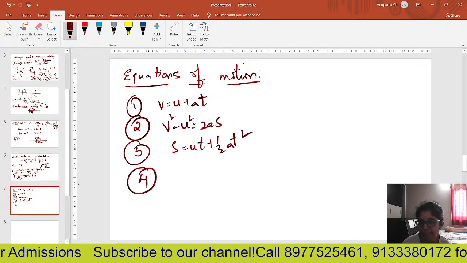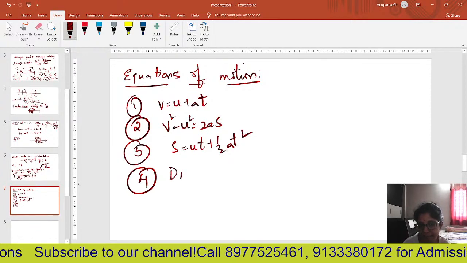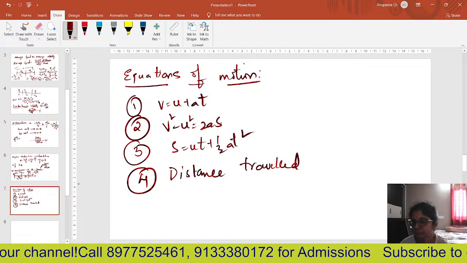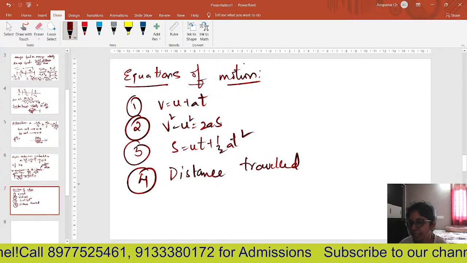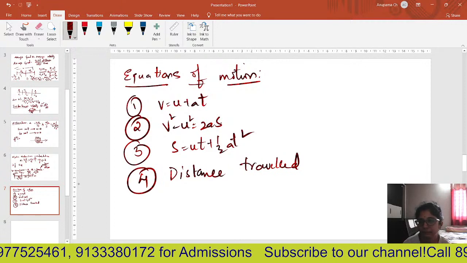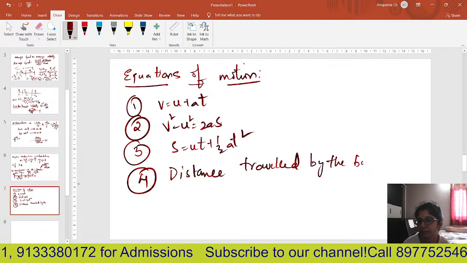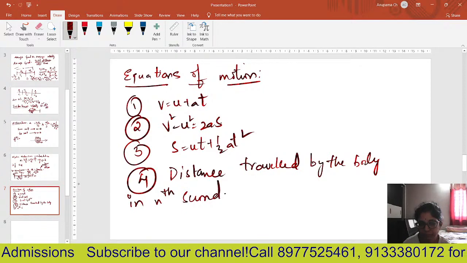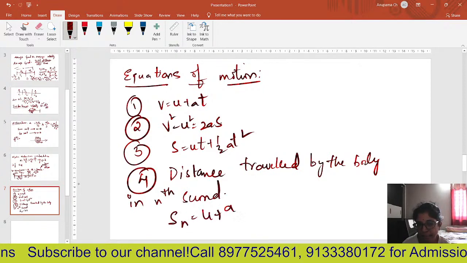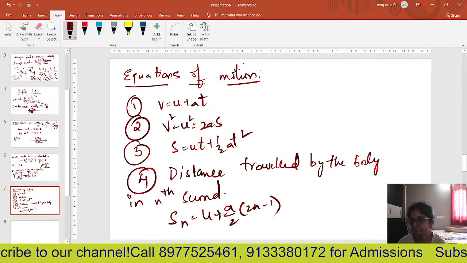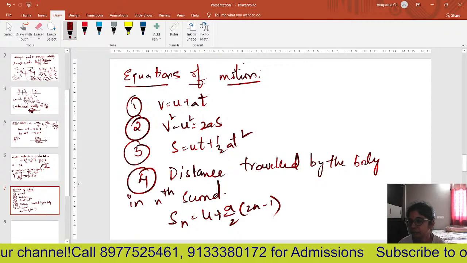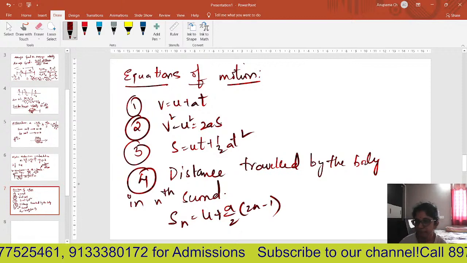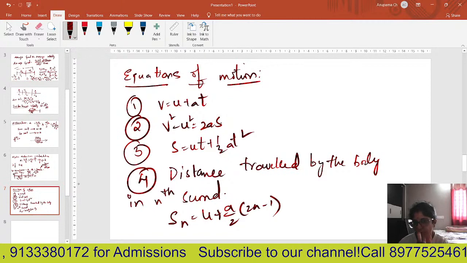I'll tell you. This is the distance traveled by the body in the nth second. Exactly. Who wrote this? Prakash. Very good. Janvi, yes. Sn is equals to u plus a by 2 into 2n minus 1. Yes, Prakash. So this is about the equations of motion, the four equations of motion.